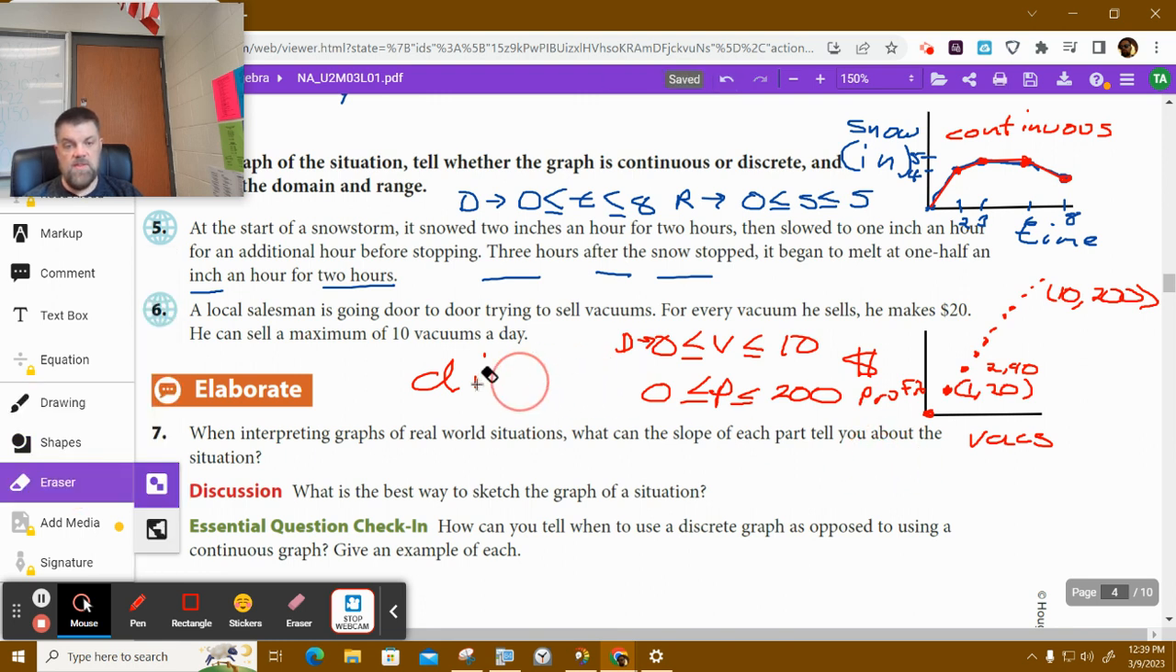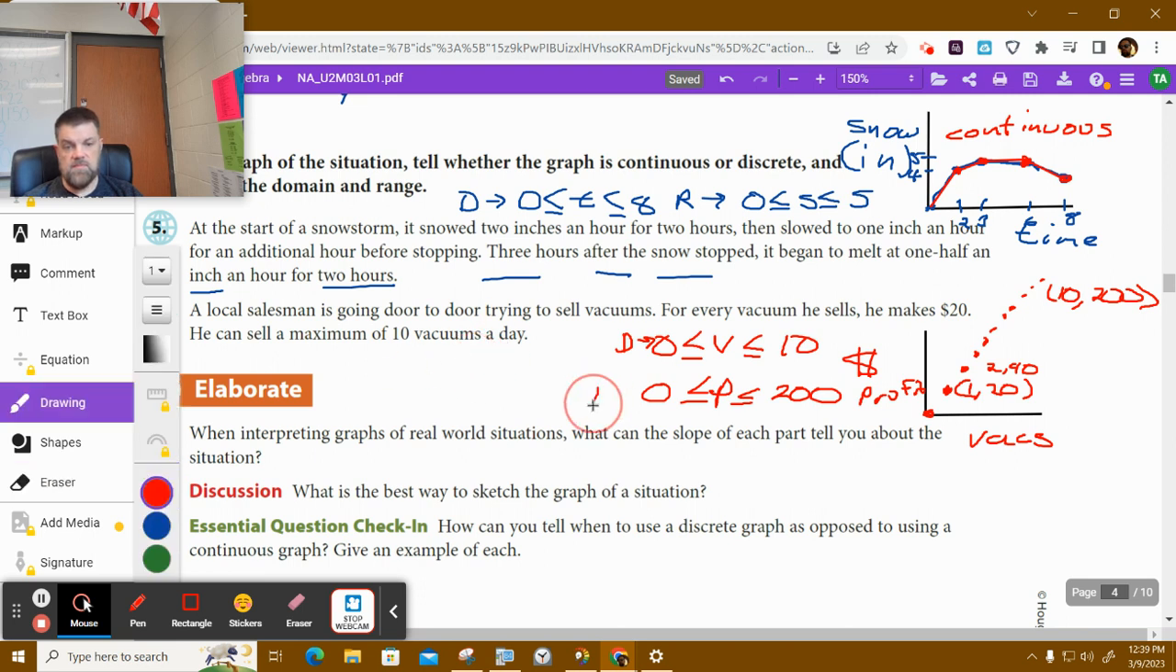Let me erase the word discrete. We'll make some adjustments here. So this is discrete, and we're going to use whole numbers only.